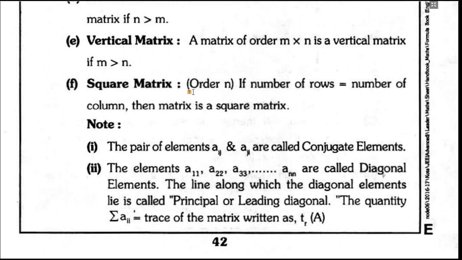Square matrix of order n: if the number of rows equals the number of columns, then the matrix is a square matrix. Note, the pair of elements Aij and Aji are called conjugate elements. The elements A11, A22, A33, Ann are called diagonal elements. The line along which the diagonal elements lie is called the principal or leading diagonal.